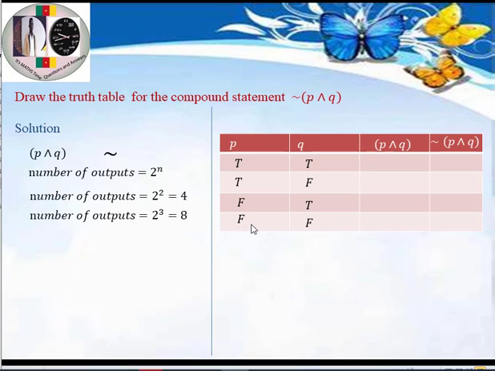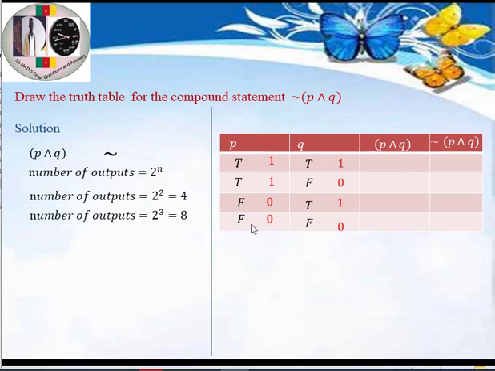So the first case for P is true, so we'll say true is 1. The first case for Q is 1 as well. False is 0. False is 0. For Q, true is 1. False is 0. True is 1. False is 0. Now we can easily work on this to get P and Q.